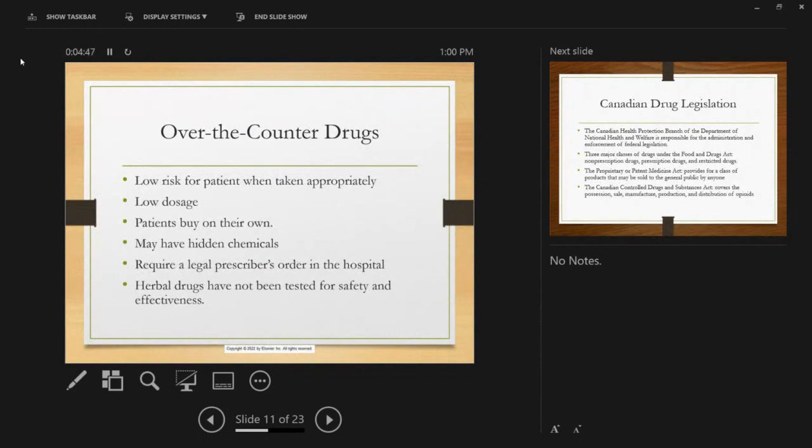Over-the-counter drugs are safe enough to not need a prescription. Like all drugs, over-the-counter drugs can produce adverse effects in some patients. Studies have shown that 40% of parents give their children incorrect dosages of liquid drugs. It's important to make sure that parents understand how to dose these properly.